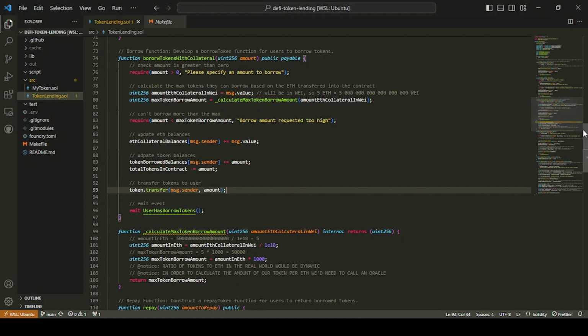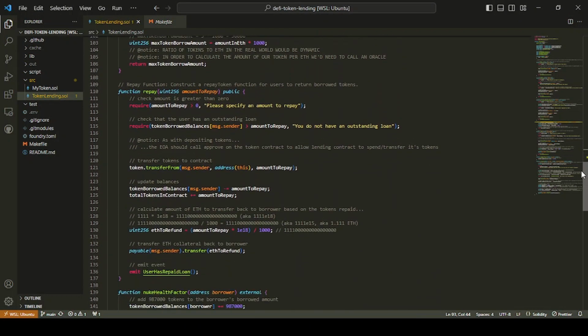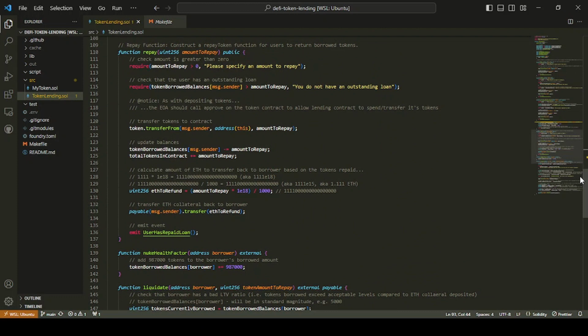So I'm going to skip down to our repay function. Again, relatively straightforward. When we call repay, we recall the amount to repay of our own loan. Again, make sure it's greater than 0. Make sure that they have an outstanding loan, that they're not just calling the contract for the laugh.